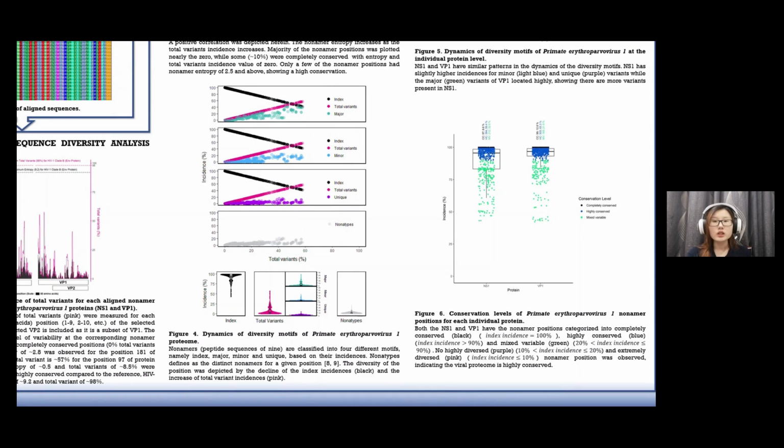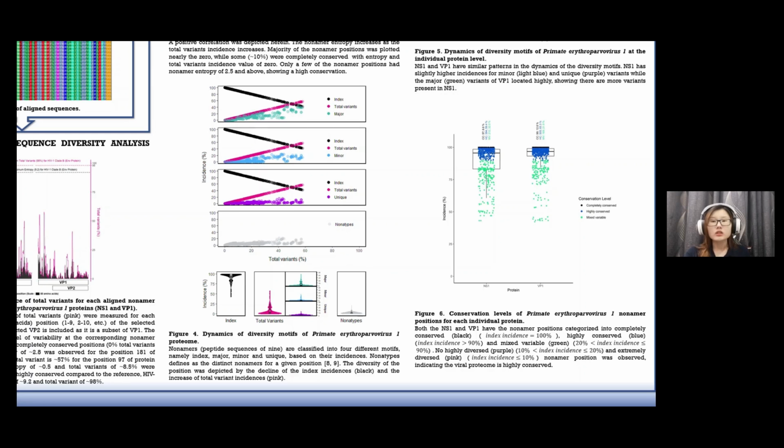The distribution of the index, which is the predominant sequence, and its variant motif across the individual protein non-normal positions illustrated a distinctive pattern of sequence change dynamic. This is shown in Figures 4 and 5. Referring to Figure 4, the incidence of the index ranges from 100%, which is completely conserved, to as low as 42%. The major variant, which is the second most predominant sequence at a given non-normal position, exhibited a rough pyramidal pattern.